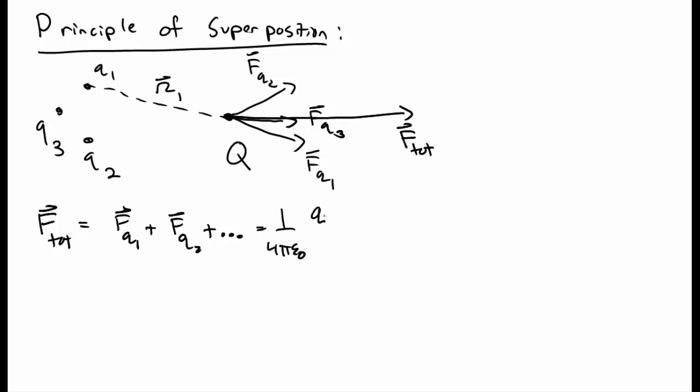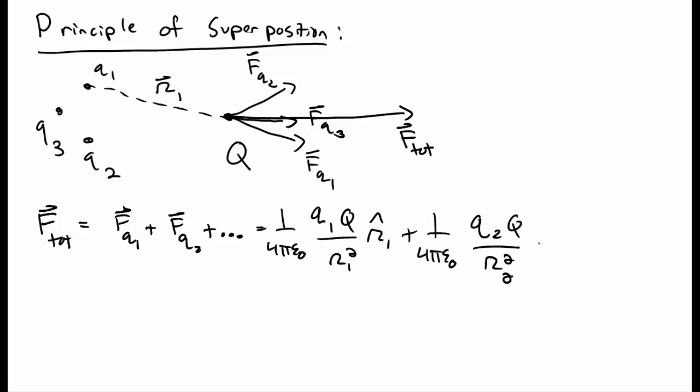And so we can write this out in a little bit more detail, little q1, big Q over curly r1 squared, curly r1 hat, and so on, where curly r1 and curly r2 represent the curly r's for each of these individual charges.